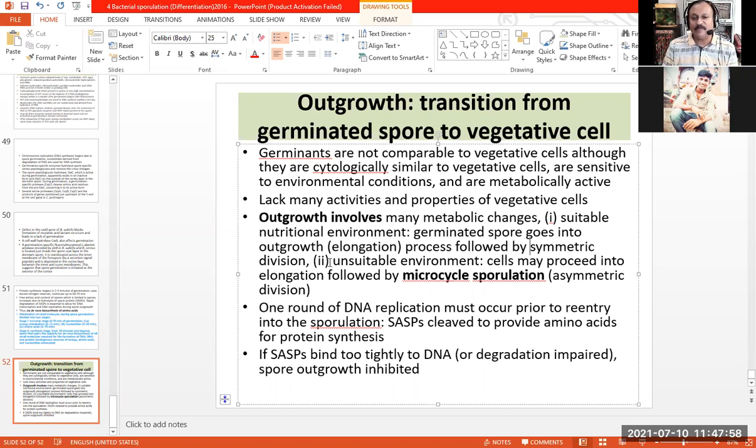Now if for some reason the conditions are still not suitable, and the spore finds that the conditions are not good for going into the vegetative phase, then such germinated spores might once again go into the microcycle phase, that is the microcycle sporulation. That is the second round of sporulation. But before that microcycle sporulation happens, there must be one division, one round of DNA replication.